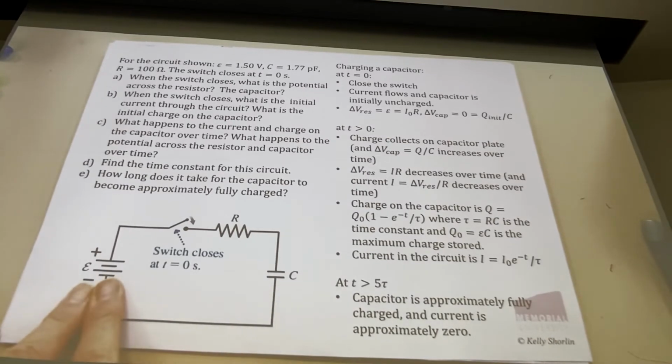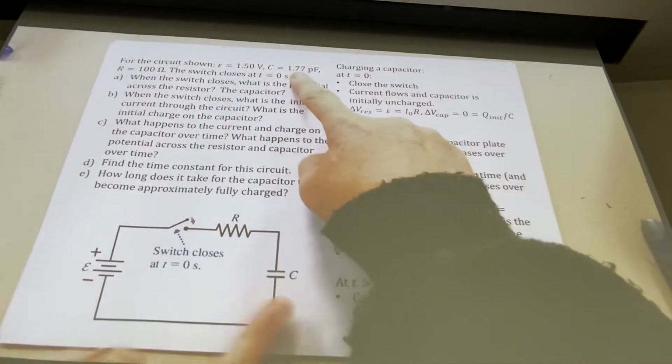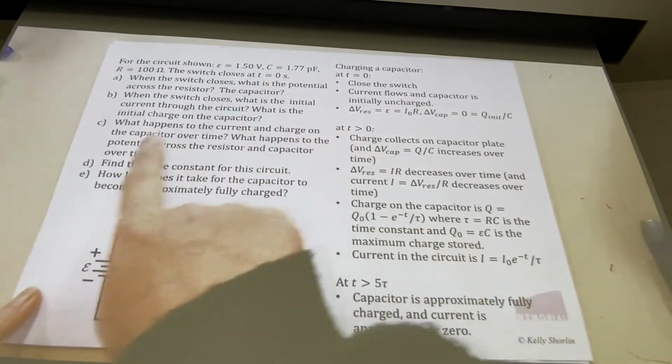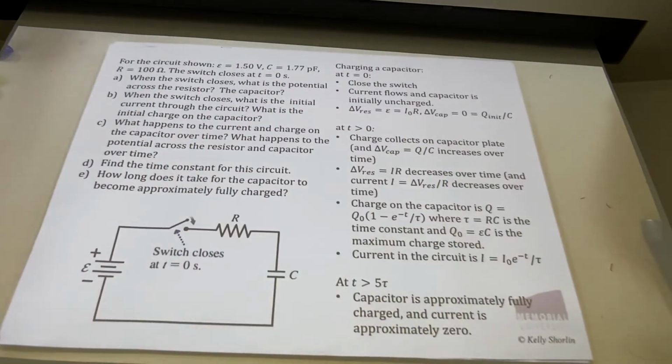So let's take what we just talked about. Let's give ourselves a value of potential, a capacitance and a resistance. Let's say that the switch closes at t equals 0, and let's ask some questions about what happens over time. So this is kind of a simple example, but I think it's not bad to go through anyway.